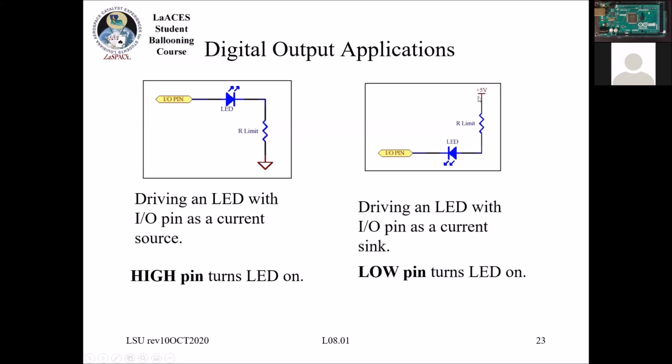And then conversely, I could also have the I/O pin acting as a sink. It's functionally the same thing, except the operation is reversed. On the source here, the LED turns on when the pin is high. So when I have 5 volts or true at the pin, LED is on. In this case, I have the LED on when the I/O pin is at low or false.